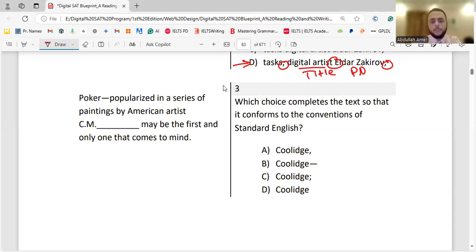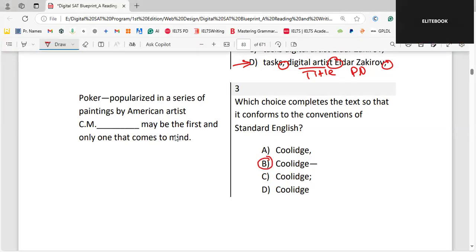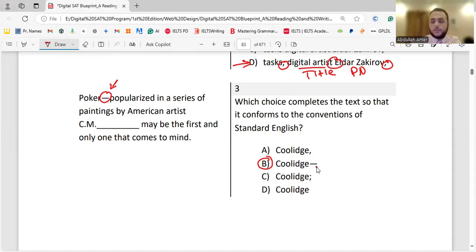Okay. So C, B, some of you sent C. Okay. No, the correct answer is actually B. Why? If we start with an em dash, we need to end with an em dash too. Popularized in a series of paintings by American artist C.M. Coolidge, and finally another em dash. It's okay, no problem.